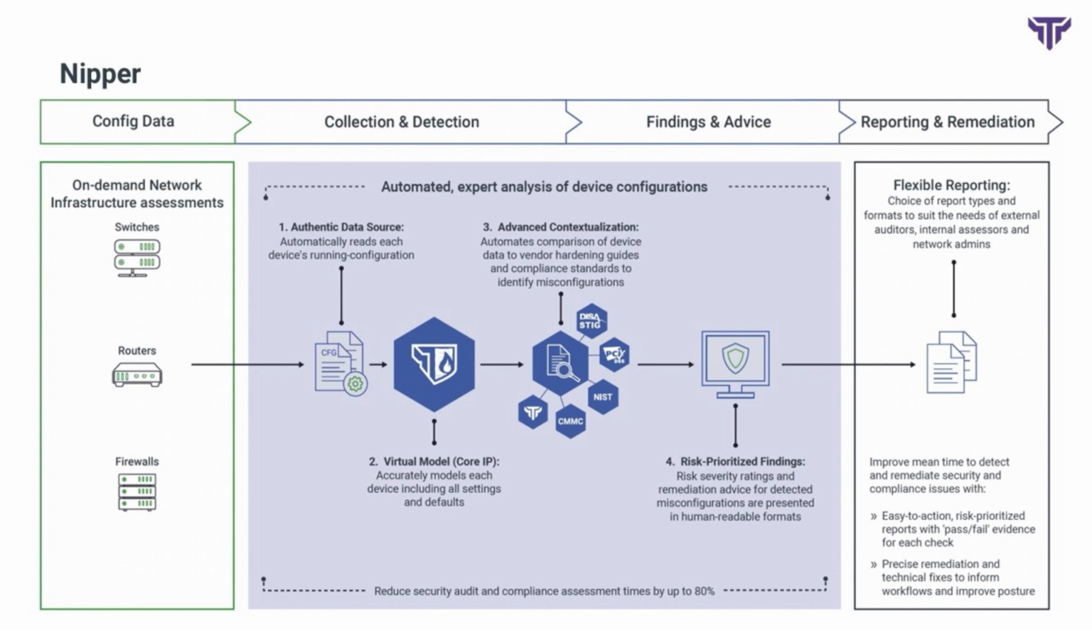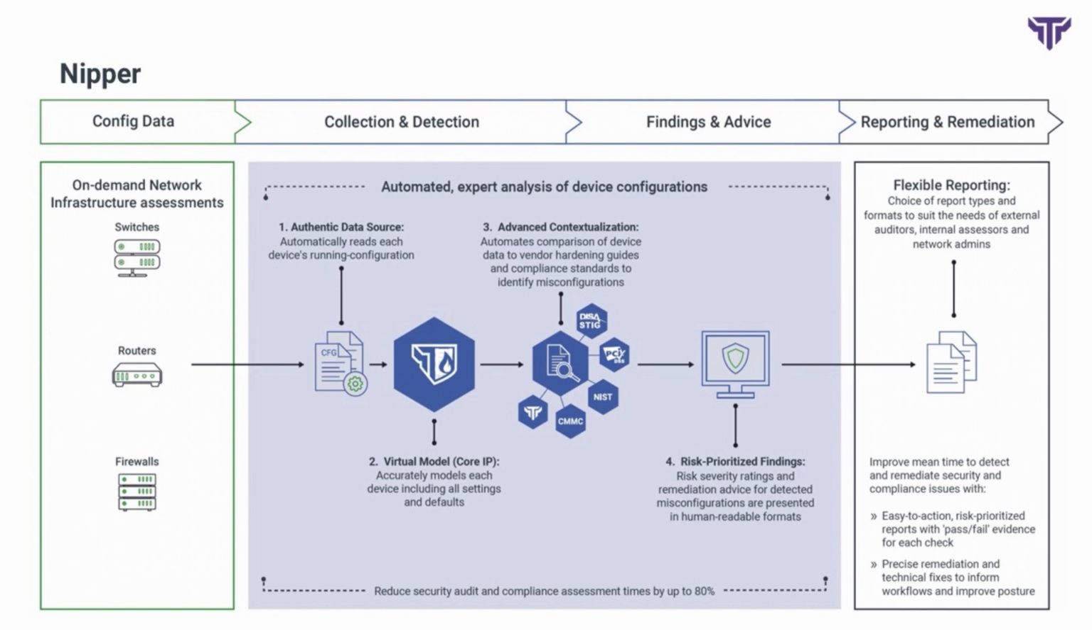We'll show you examples of the reports and findings shortly, but I just wanted to highlight that Nipper automatically prioritizes findings by security and/or compliance risks to the network, not just the device. It provides risk remediation advice with exact technical fixes for misconfigurations to support and accelerate the process of networks becoming secure and compliant, including in air-gapped environments.